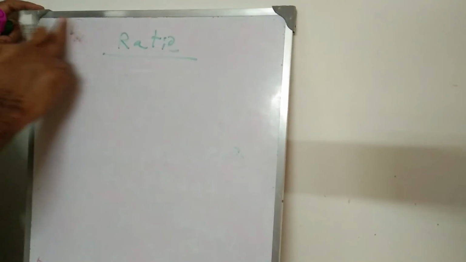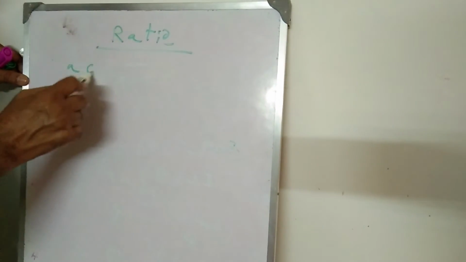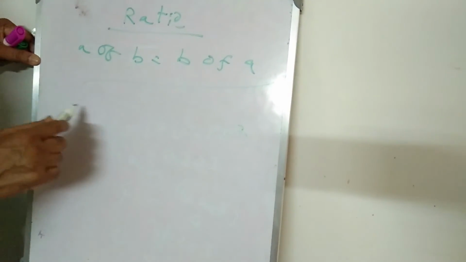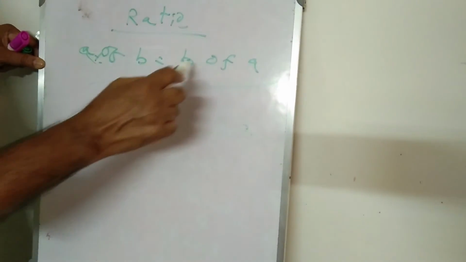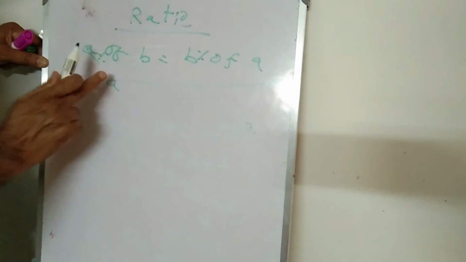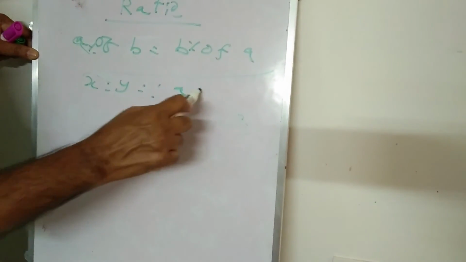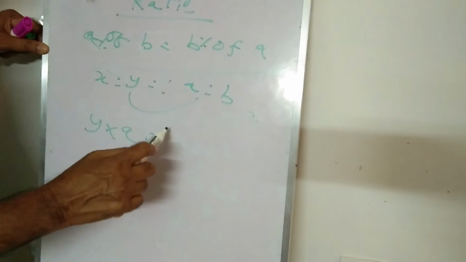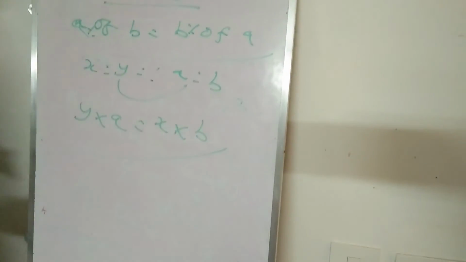Friends, in number system another thing is very important: ratio. We already discussed A of B equal to B of A. Suppose A of B means A% of B equals B% of A. Like this, X is to Y, A is to B. These are very simple examples, simple things you have to know. These are elementary class topics, and this will apply also. Many questions like this they will ask.